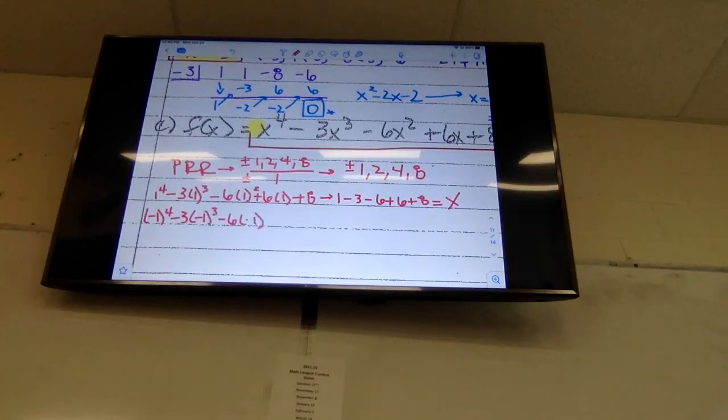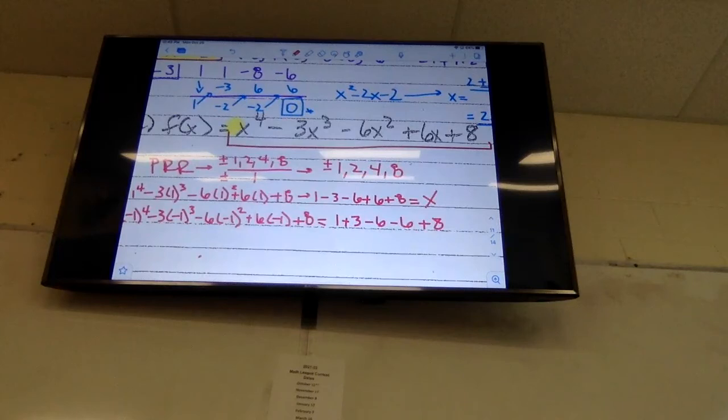We're just plugging, chugging, guessing, checking. Haven't done that for a while, but it's okay. Negative 1 to the 4th is 1. Negative 1 to the 3rd is negative 1. So negative 1 times negative 3 is a positive 3. Negative 1 squared is positive 1. Positive 1 times negative 6 is negative 6. 6 times negative 1 is negative 6, and then plus 8. What do we get? 1 plus 3 is 4. 4 minus 6 is negative 2. Negative 2 minus 6 is negative 8. Ooh, plus 8, perfect.